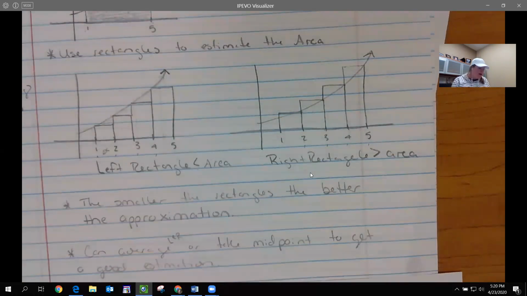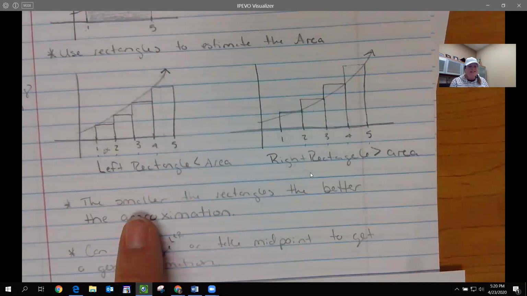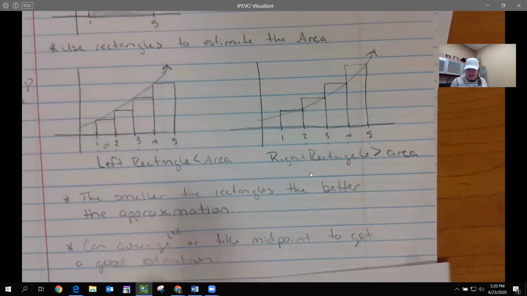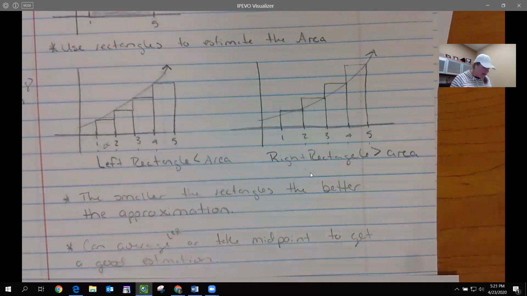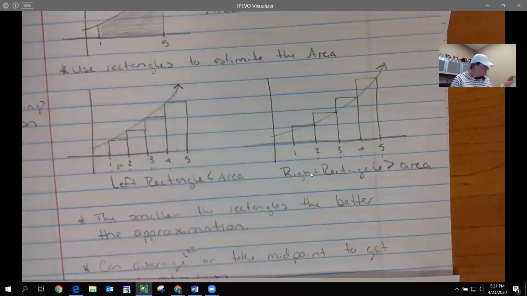Okay, so another idea here is the smaller the rectangles, the better the approximation. Can you visualize the more I get in there, the closer I will actually be? I only did 4 because I'm lazy. I didn't want to draw that many. And you can also use a midpoint. You can average those left and rights. And we can use other formulas as well, which we'll see.